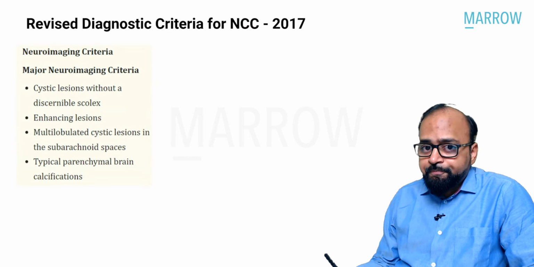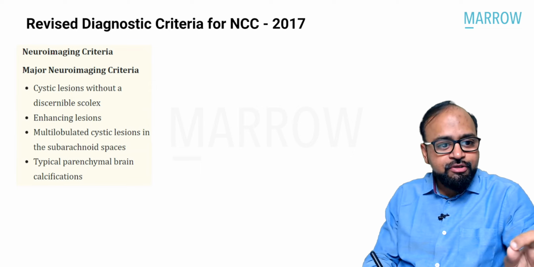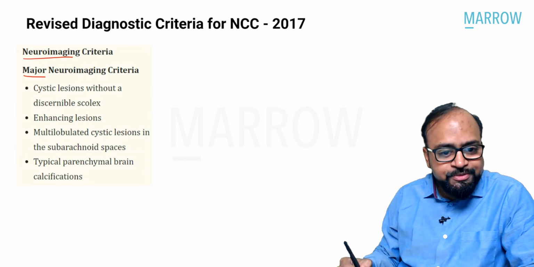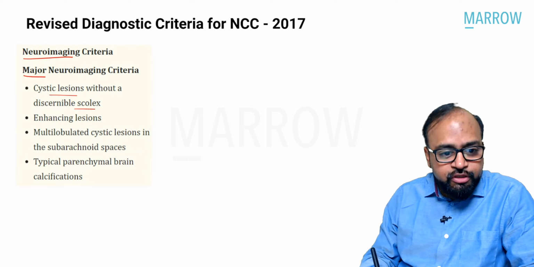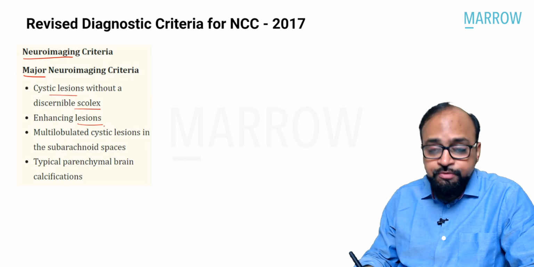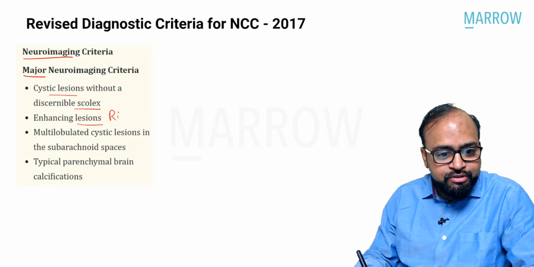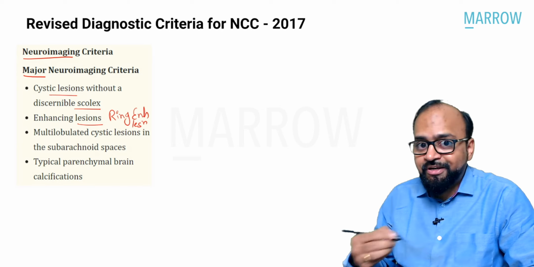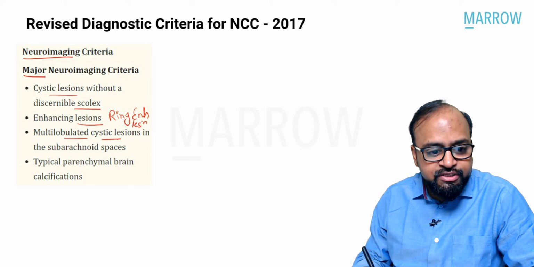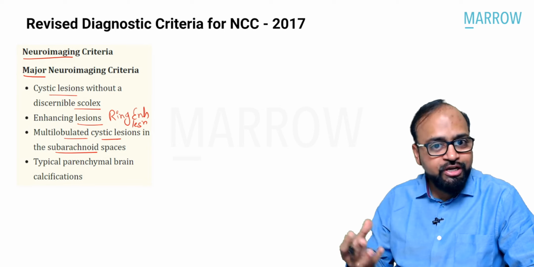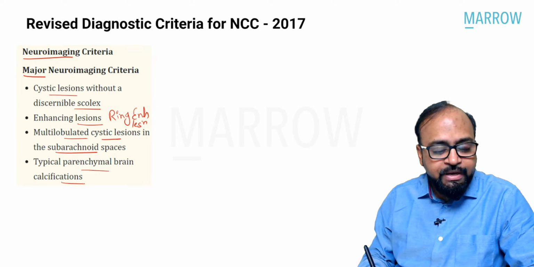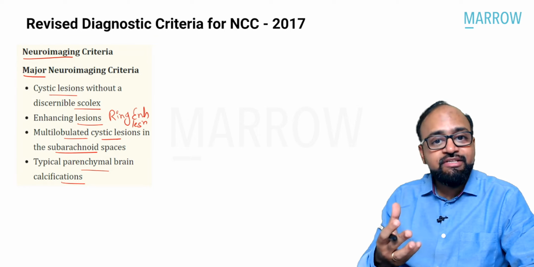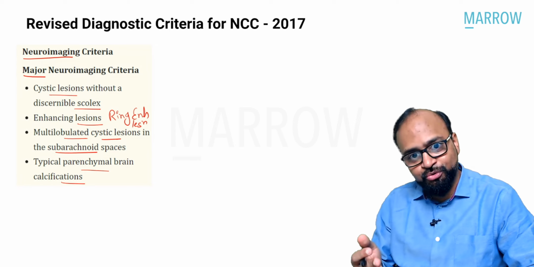Now, radiologically, apart from the absolute criteria, there are some neuroimaging criteria which have been described. There are some major neuroimaging criteria. What are those? Cystic lesions without a scolex is a major criterion. Enhancing lesions, you remember, neurocysticercosis is a typically ring enhancing lesion, right? Multilobulated cystic lesions in the subarachnoid spaces in the racemose type of neurocysticercosis, and typical brain parenchymal calcifications. I told you, typical nodular calcifications create a starry sky kind of appearance in a case of chronic neurocysticercosis.